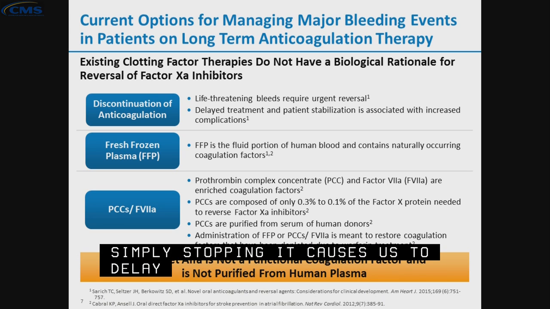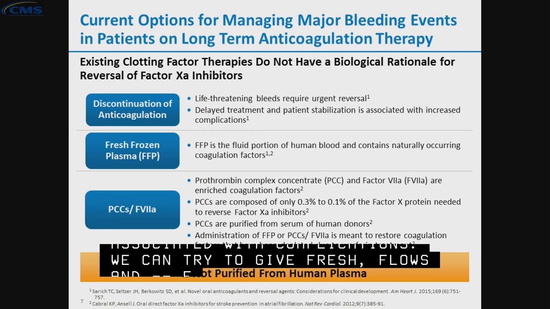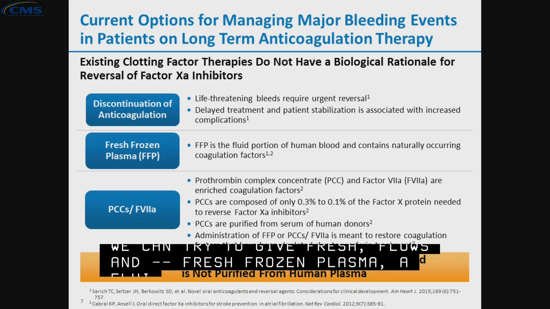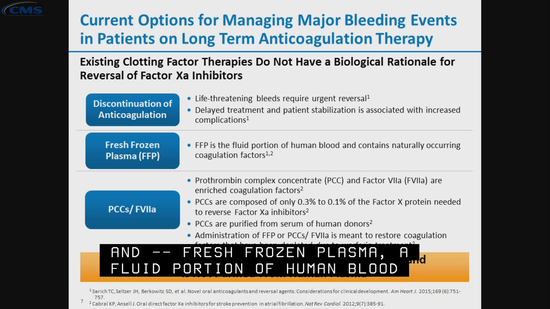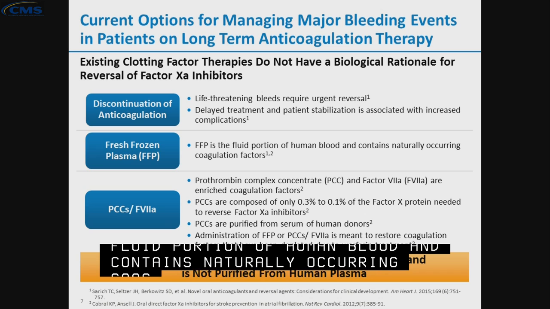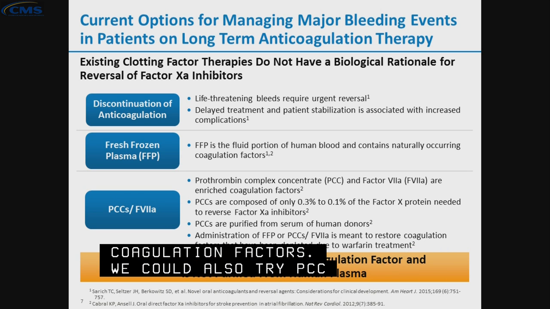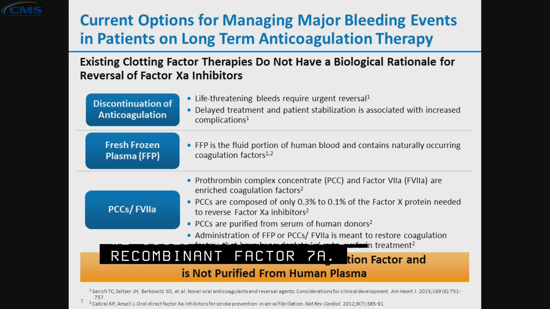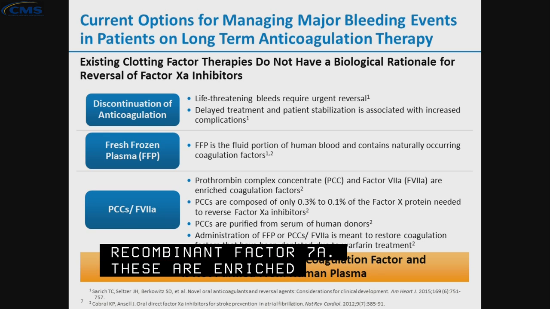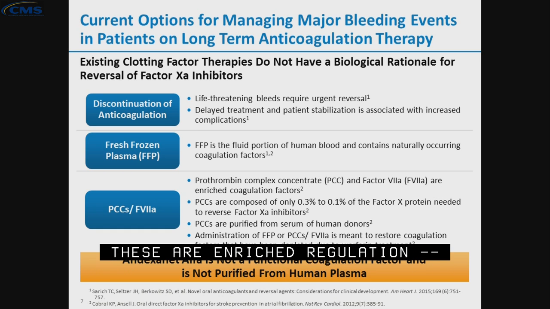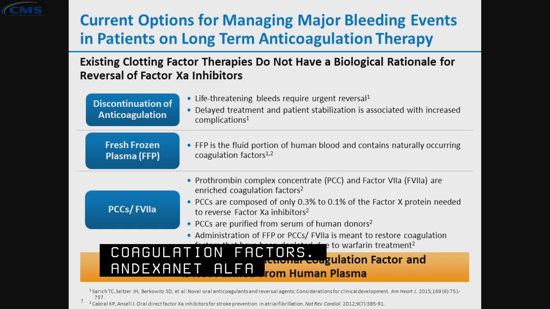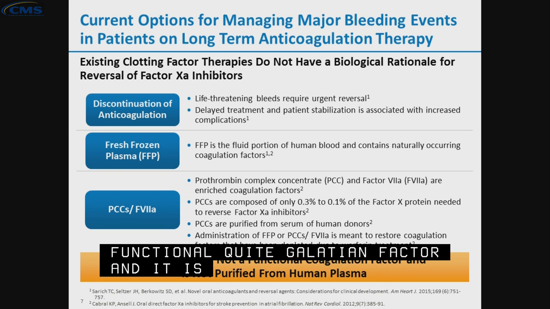We can try to give fresh frozen plasma. FFP, for those of you who may recall, is a fluid portion of human blood and contains naturally occurring coagulation factors. We could also try PCC or recombinant factor 7A. Prothrombin complex concentrate and recombinant or activated factor 7A are enriched coagulation factors. They are purified from the serum of human donors. I'd like to point out that Andexanet alfa is not a functional coagulation factor and it is not a purified human plasma, further differentiating this molecule from available treatment options.